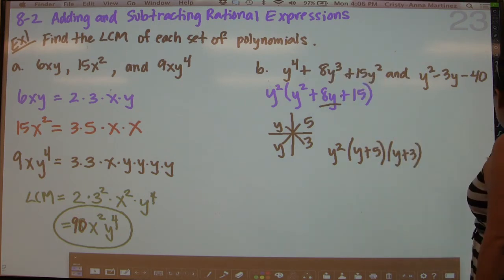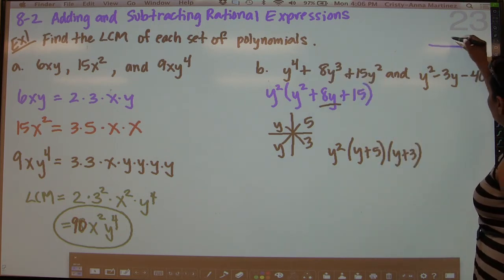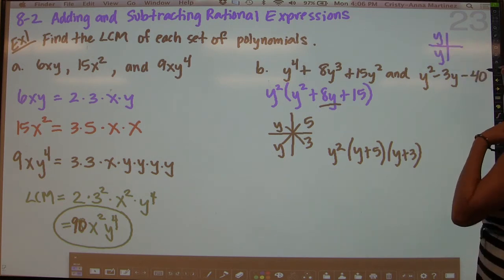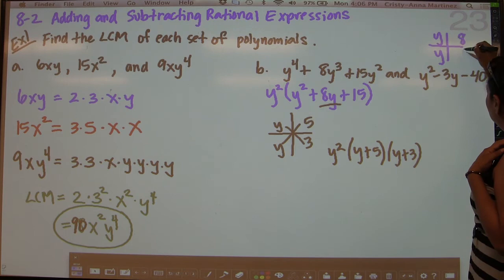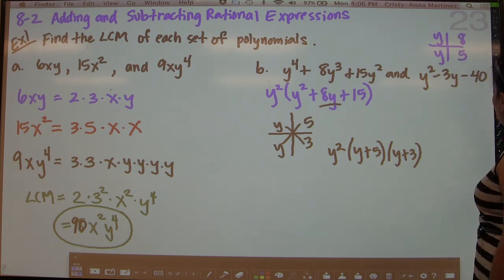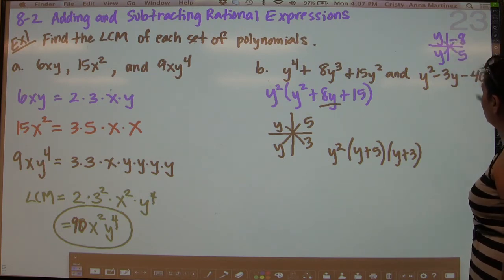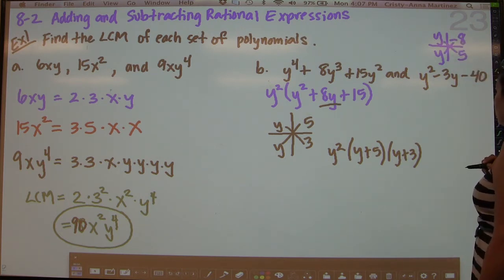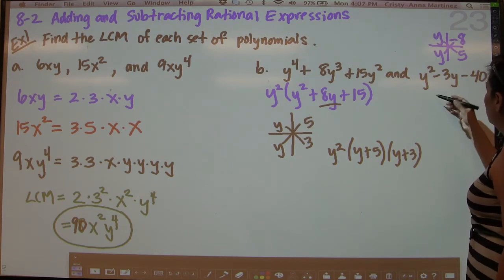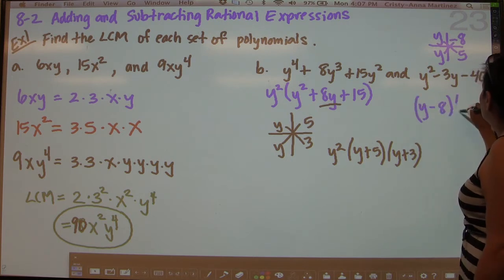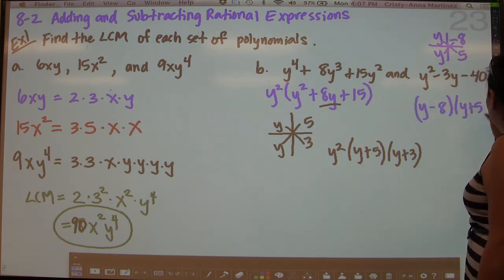So then for this little guy, we're also going to do y, y. And then for 40, we can do 8 times 5. And one of them has to be negative, so I'm going to say that negative 8y plus 5y is going to give me the negative 3y that I need. So then this factorization is y minus 8 and y plus 5.